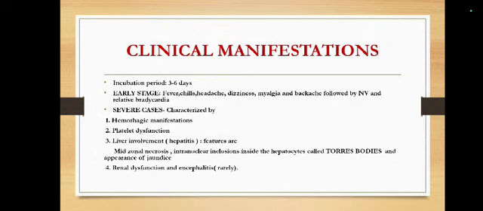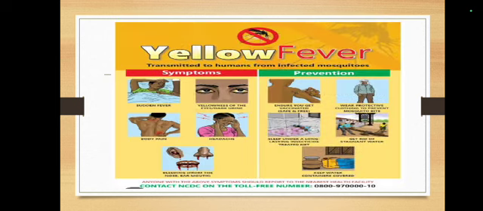So, in severe cases, there are four characteristics. We can see hemorrhagic manifestations, platelet dysfunction, liver involvement, and renal dysfunction. So you can see symptoms like sudden fever, yellowness of the eyes or dark urine, body pains, headache, and, as I said, hemorrhagic manifestations like bleeding from the nose, ear, mouth.